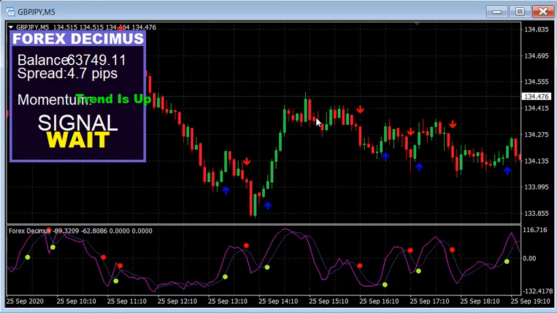If you're not trading the CFDs, US 30, that kind of thing, do what the arrows tell you to do. Trade only in the direction of the trend and exit when you get the opposite arrow.